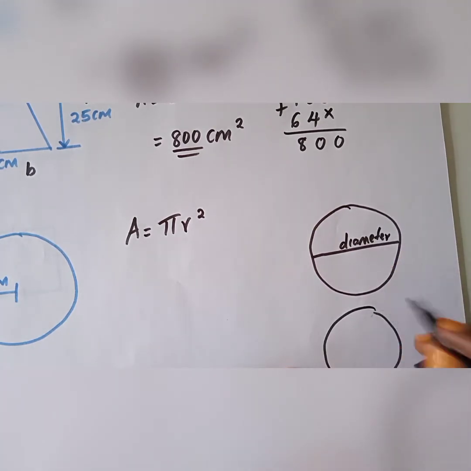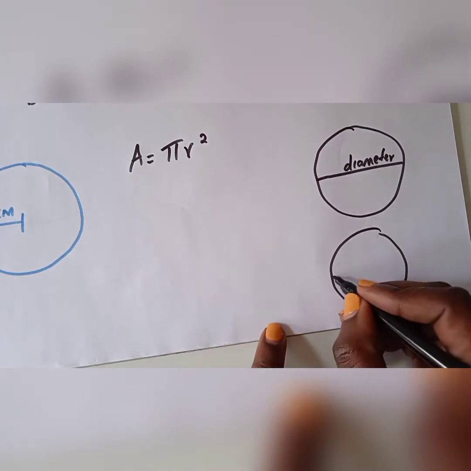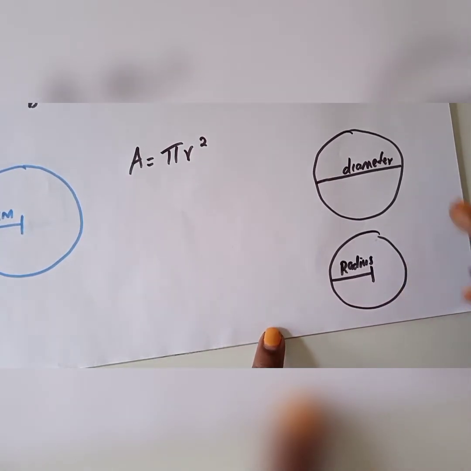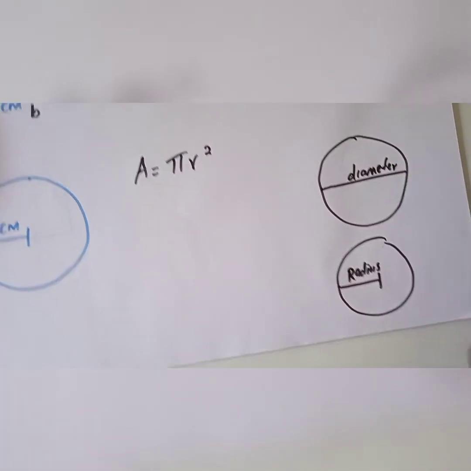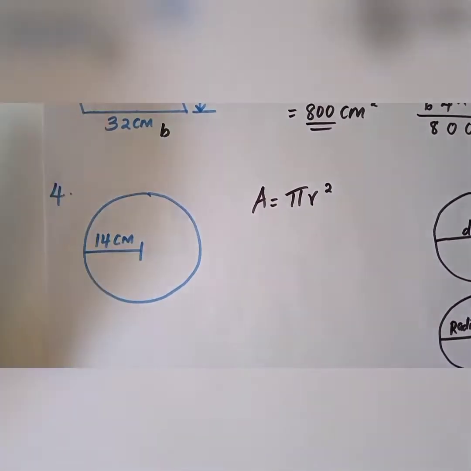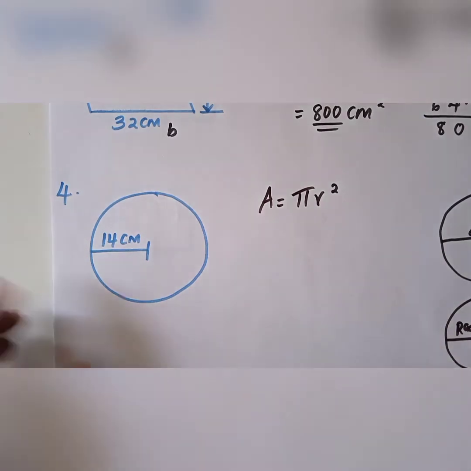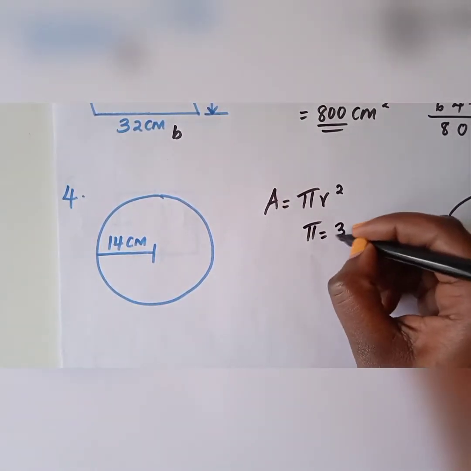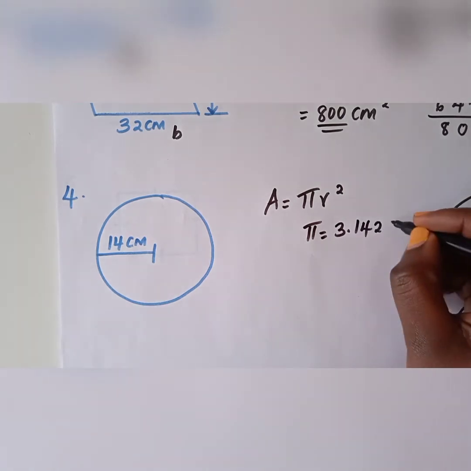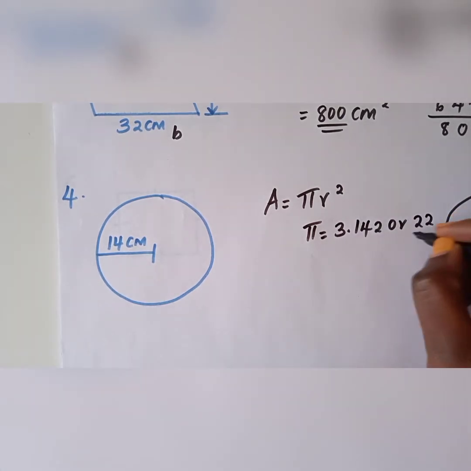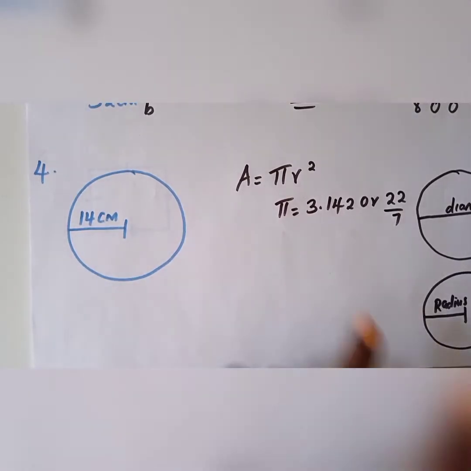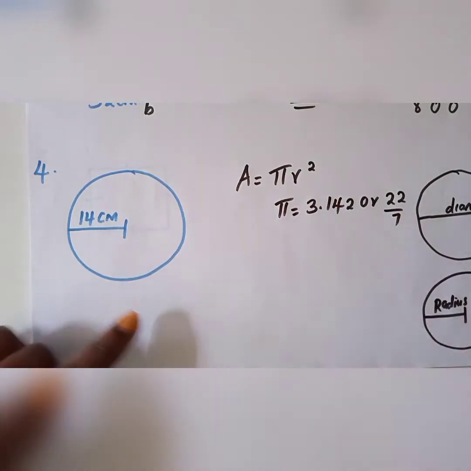Then over here, if you have half of the line, it will be called the radius. So diameter is twice the radius. Now we have our radius, and when you're doing pi, it's good to use pi as 3.142 or 22 over 7. You can use either of those. For today we'll use 22 over 7. So pi equals 22 over 7.